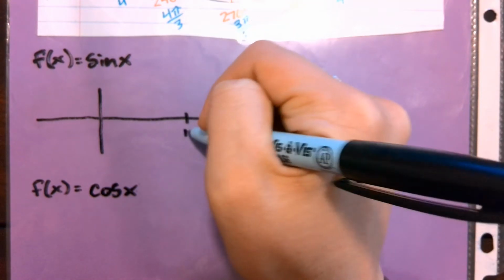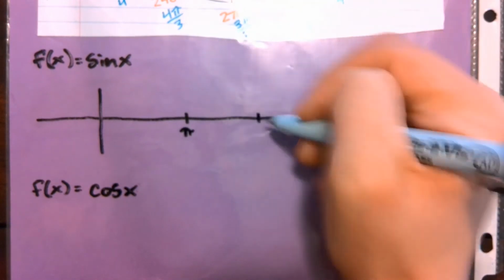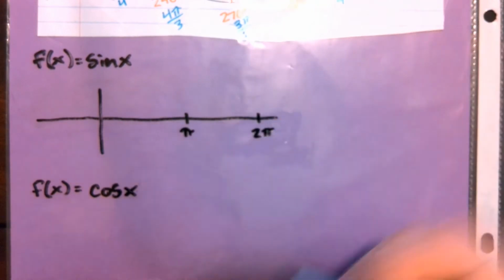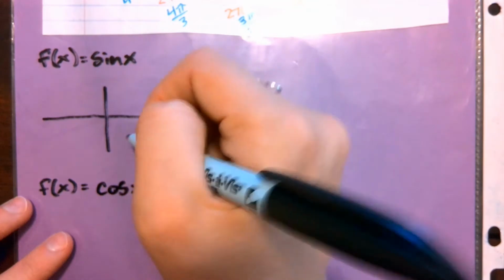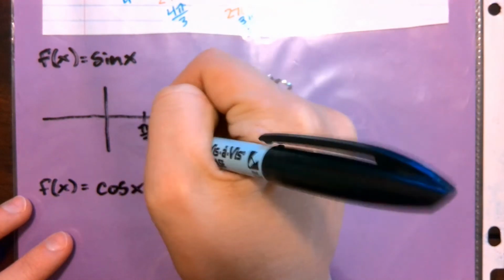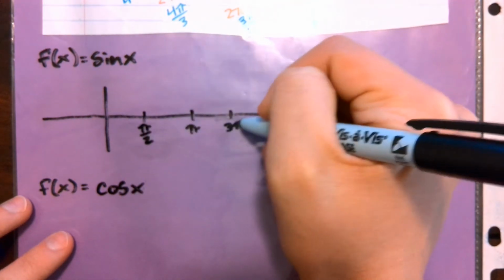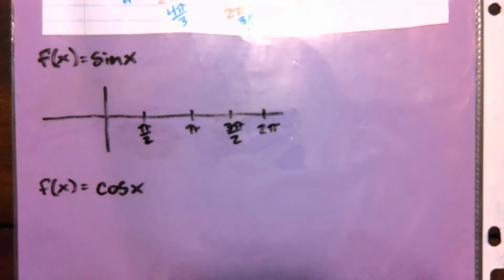So pi is a really easy one to plug in. 2 pi is a really easy one. If I want to put in anything in between, we could put in pi over 2, 3 pi over 2. And we're just going to stick with those for today. That's really all we need to figure out the general shape, and then we can think through what's happening in between those values to get a better picture for our shape.